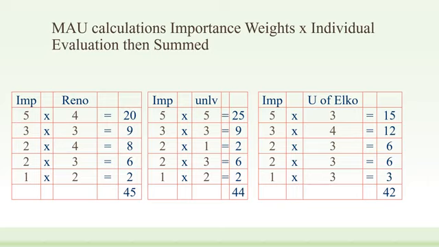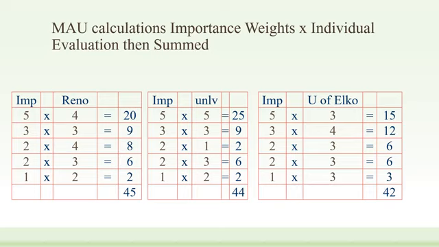In terms of placement, the importance was a 2. Reno was a 4. They get 8. In terms of atmosphere, the importance was a 2. Reno scored a 3 for 6. And then class sizes, it was an importance of 1, and Reno scored a 2, for a total of 45 points.